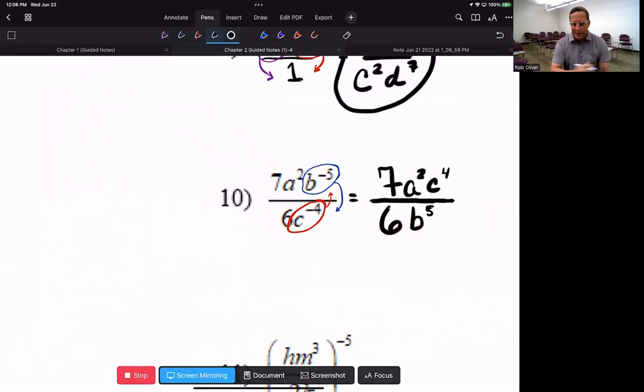I should have also pointed out that 6/7 right here cannot reduce or simplify. I guess it could change into a mixed number, but I wouldn't do that. I would just leave it improper. It's fine to leave it in ratio form. Perfectly acceptable.